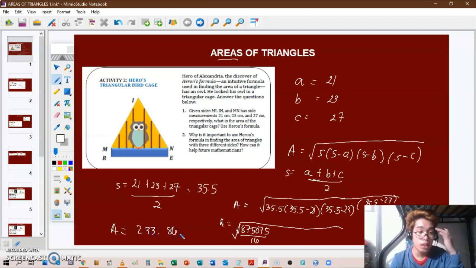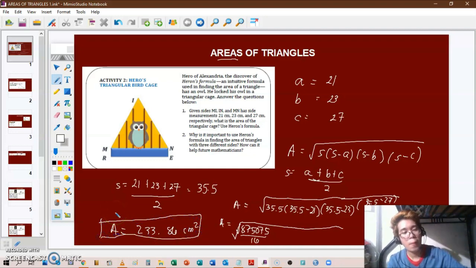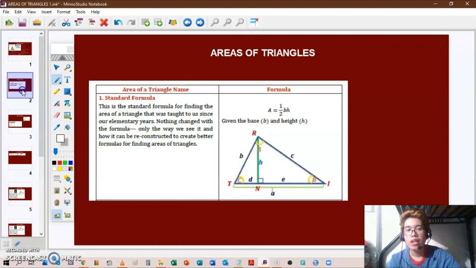So there you go. This is the area of triangle MIN, the two-dimensional triangle where the owl is caged. It is 233.86 squared centimeters. This is the area of the cage where the owl has been caged, only the two-dimensional surface of it, using Heron's formula. There are other ways of solving the area.